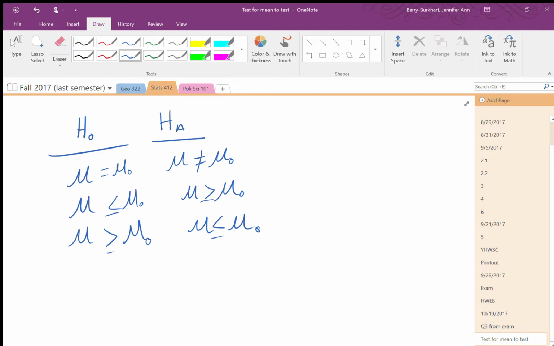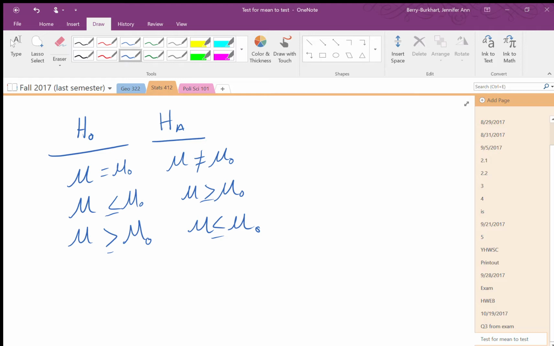Because if mu is less than mu naught, if I test at mu naught, at the upper bound, then certainly for anything a little less than that, it's also going to be true, right? Does that make sense? So you test at the most critical value. I'm testing at the upper bound, because if it's true at the upper bound, then it's going to be true for anything lower.